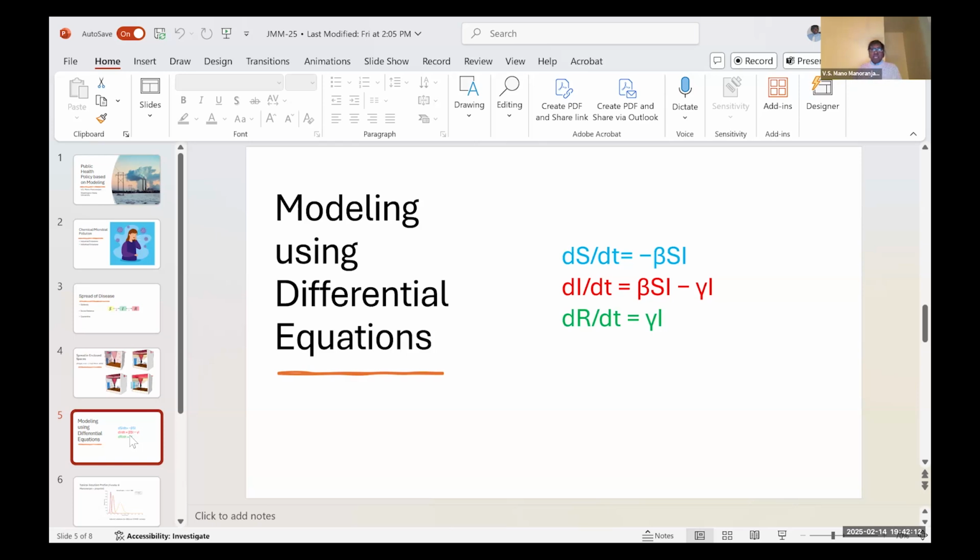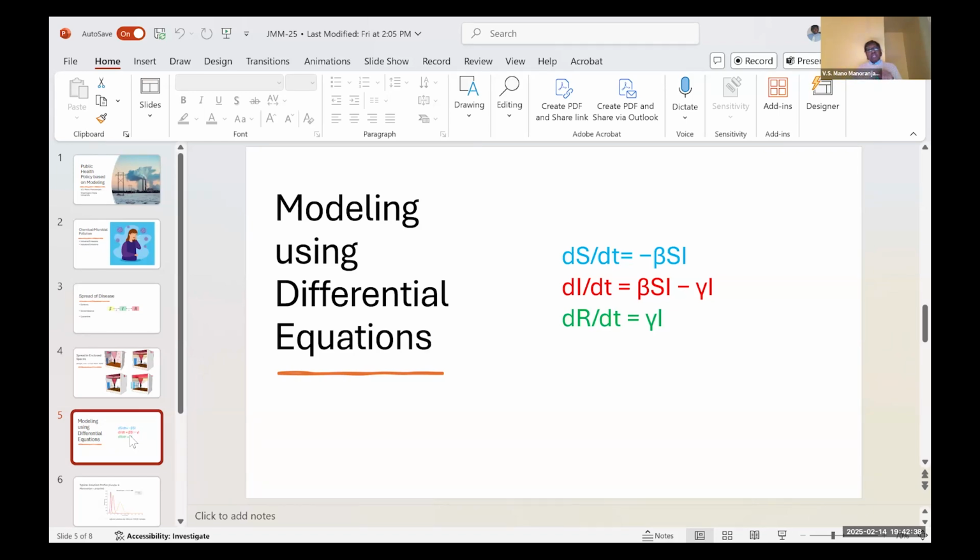Then when you come to the third equation, dR/dt, that's the number of people who are going to recover or get removed. So dR/dt is going to be gamma I. These are the three differential equations they will see. Now they can see the meaning of these equations.